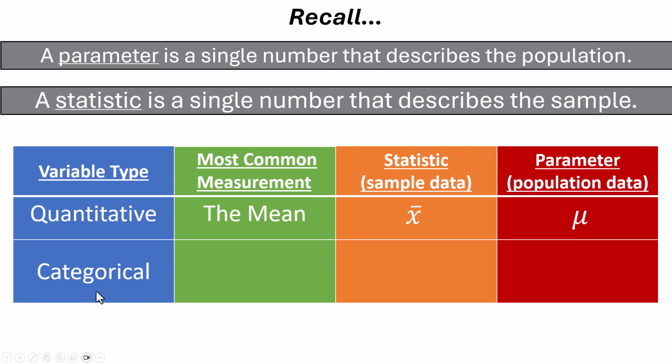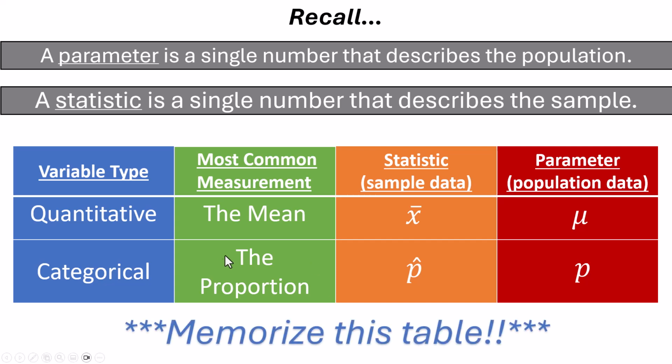On the other hand, if you have categorical data, then most likely you're going to be calculating the proportion. The sample proportion is going to be represented by p hat, and the population proportion is going to be represented by p. I highly recommend that you memorize this table. It's very important that we can differentiate between these different symbols, and they're going to be used throughout the entire class, so the earlier you can memorize this, the better.